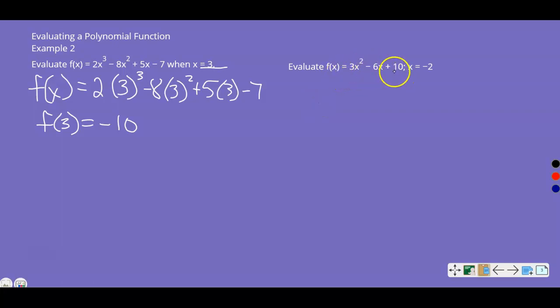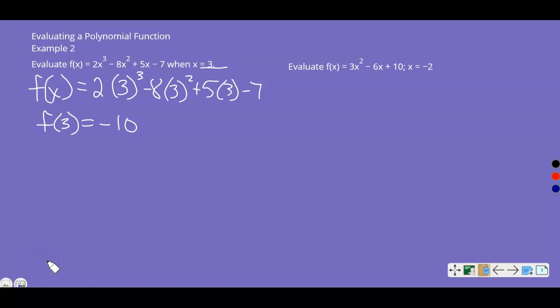So it gives you a polynomial function, and it says x equals negative 2. See if you can substitute negative 2 in and get your f of x value from that. Remember, x is the independent variable. You can choose whatever you plug in. F of x would be the dependent, so f of x depends on what x value you put in.